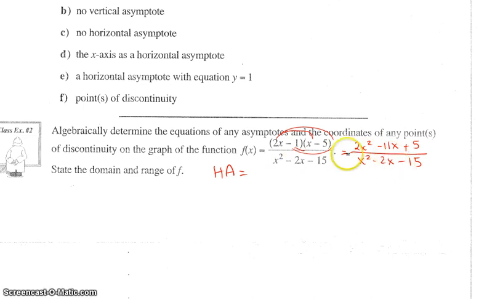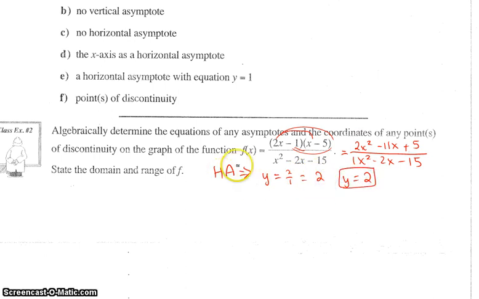Okay, so horizontal asymptote, we take the degree of the denominator, the coefficient of that is a 1, and the same degree in the numerator, coefficient is 2, so our horizontal asymptote would be y equals 2 divided by 1, the coefficients there, which equals 2. So our answer would be y equals 2.